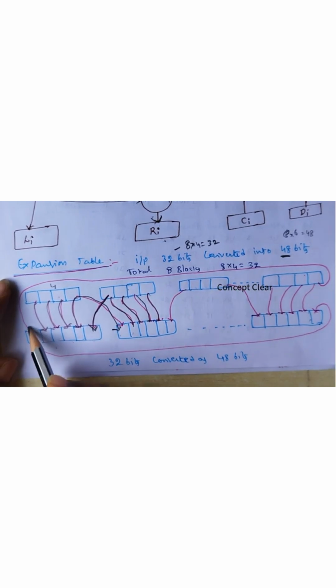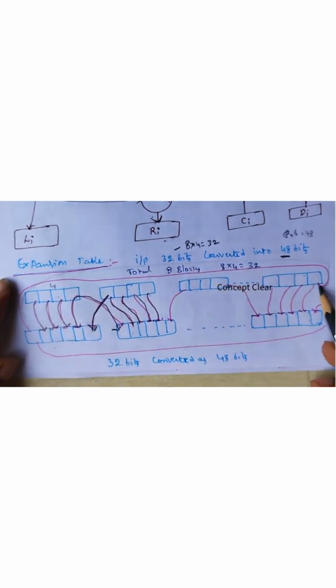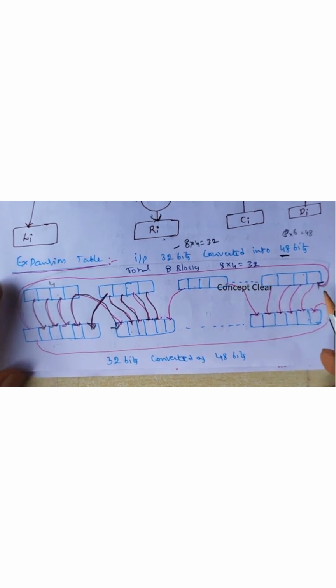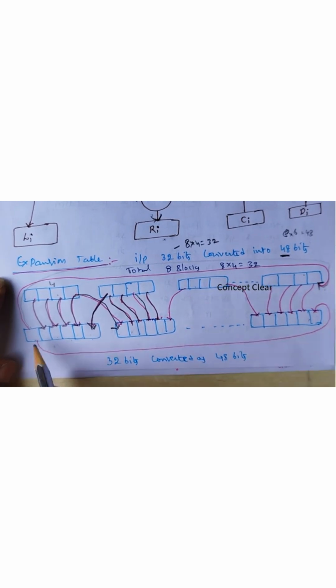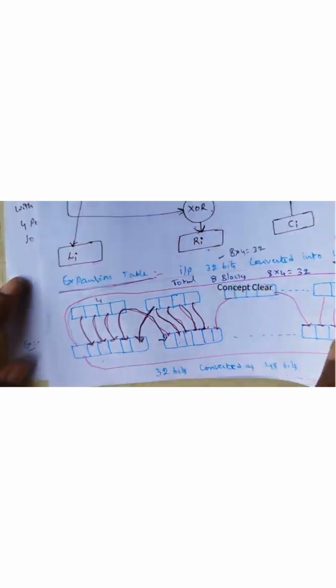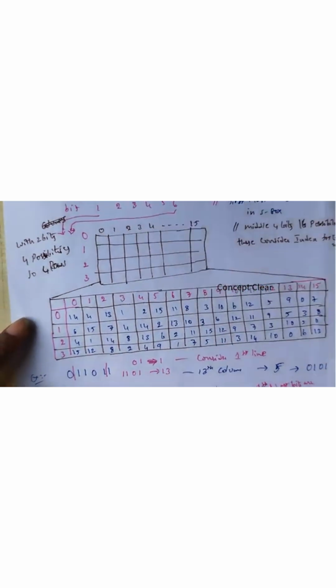And what about the first one? It will be expanded to the last cell of the last block. Okay, like this the 32 bits will be converted to 48 bits. Okay, this is the diagram. In reality, how it will be expanded, these are the numbers.